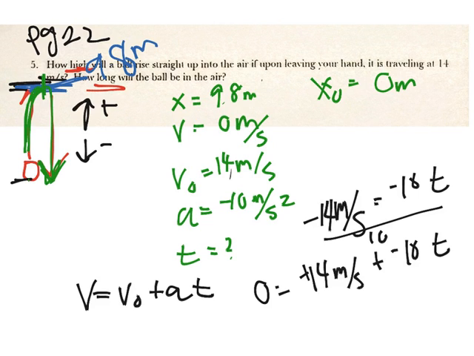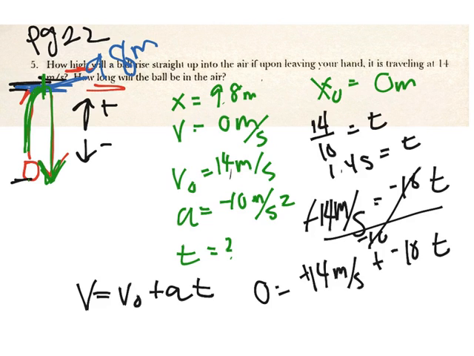Divide by that. You're going to cross this out, cross out this negative, and you're going to get 14 over 10. Do the math, and you're going to get 1.4 seconds is equal to the time.